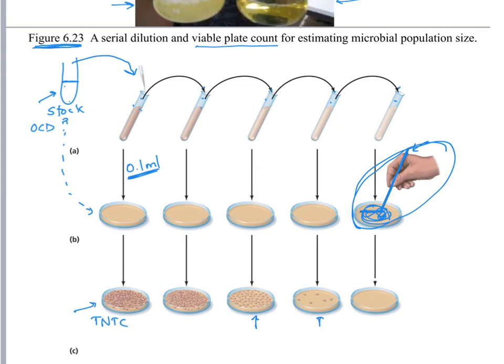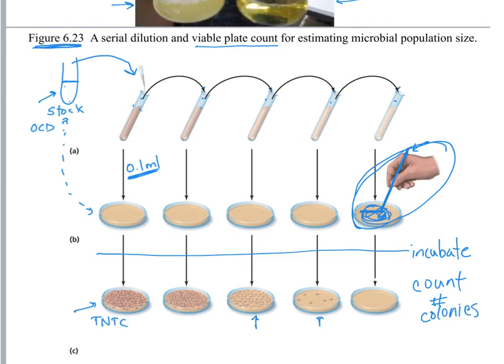Okay. Then we incubate overnight, and the next day you come in and count the number of colonies that grow up on the plate. And we need a reasonable number to count. We look for between 30 and 300 colonies in order to do our calculation.